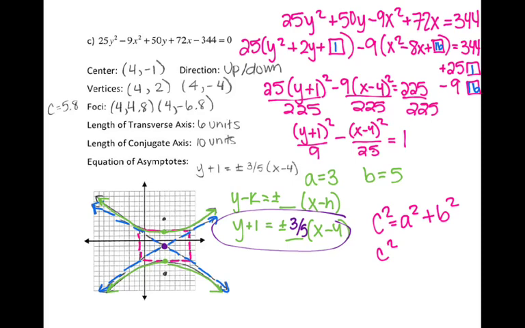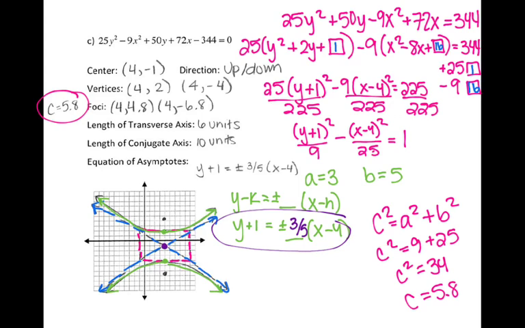So my a squared is 9. My b squared is 25. So I have c squared equals 34. Take the square root of 34, which is 5.8. I also had written down over here.